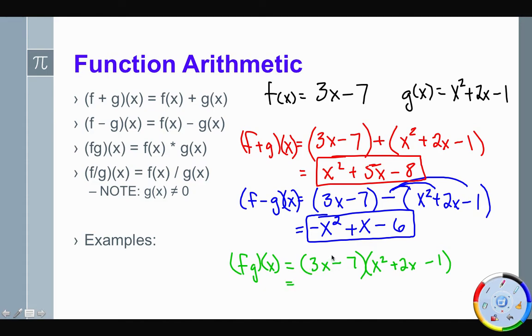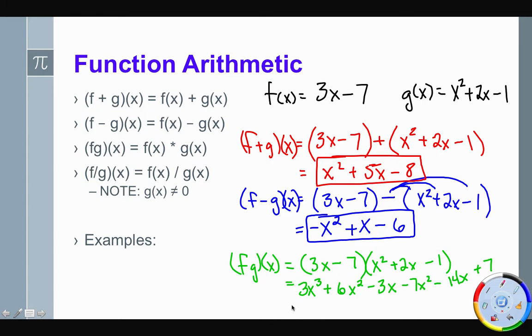And when we multiply, you just have to think a bunch of distribution pieces. So we're going to take 3x and we're going to multiply by everything. 3x times x squared gets 3x to the third. 3x times 2x gets me 6x squared. 3x times minus 1 is a minus 3x. And we just have to go now with the negative 7. So negative 7 times x squared is negative 7x squared. Negative 7 times plus 2x is a minus 14x. And negative 7 times negative 1 is a plus 7.